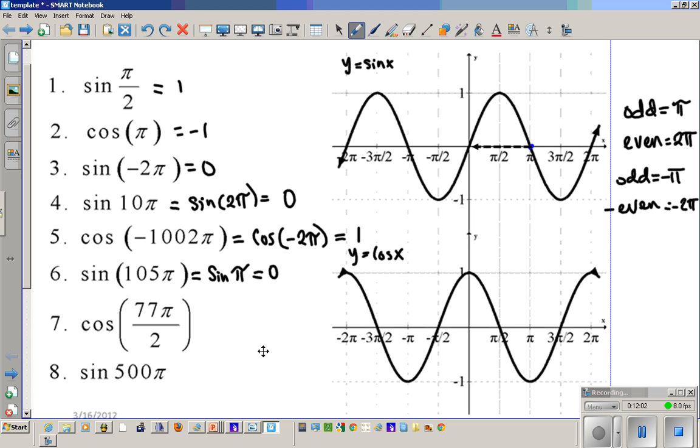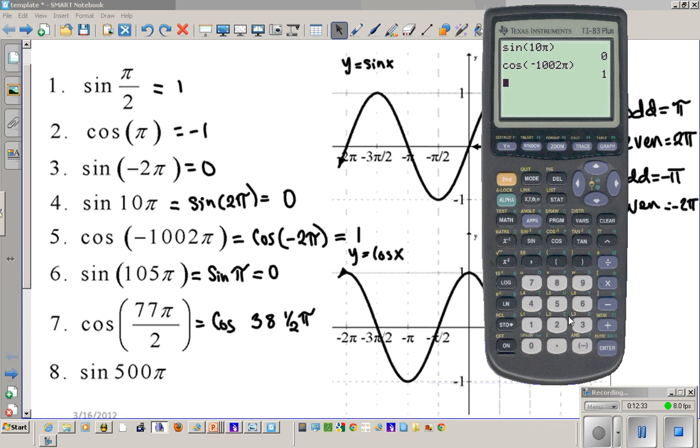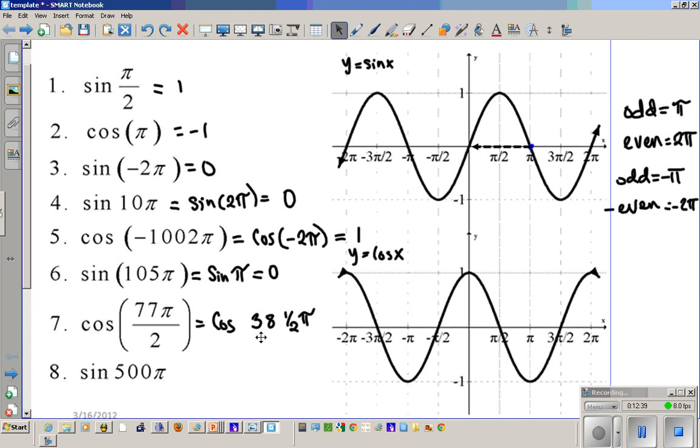Okay? Alright, moving along. Cosine 77 over 2, all we do is divide this out. What is 77 divided by 2? 2 goes into 7 3 times, and then 2 goes into 17 8 times. 38 and a half. You can verify if you want, 77 divided by 2 is 38 and a half. So this one is going to be an even and then some.